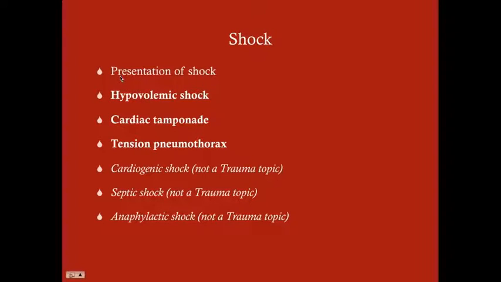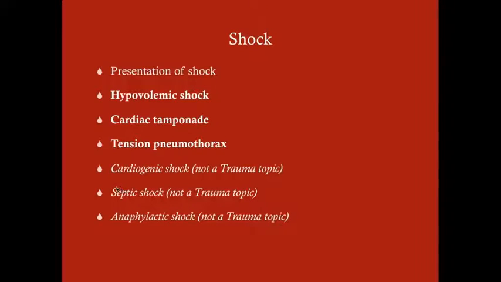We're going to talk about just sort of your general presentation of shock, and then we'll talk about three of the shocks that tend to come up in trauma. So that's the hypovolemic shock, which is a blood loss, fluid loss, cardiac tamponade, which is a blood loss into the pericardium, and then a tension pneumothorax, which is an injury to the pleura.